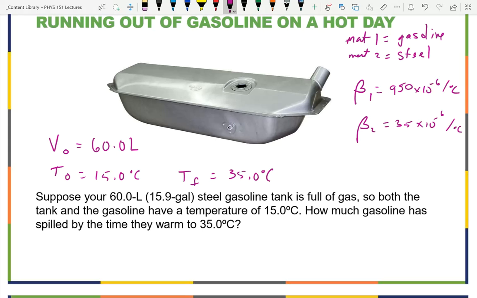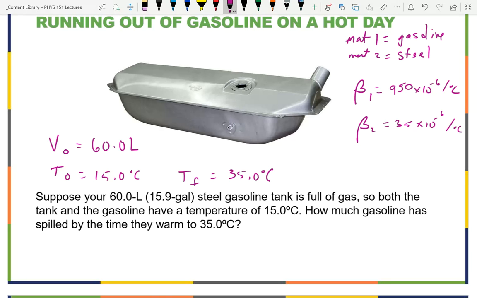Now I have to devise a plan. How am I going to determine how much gasoline spills? Find both the change in volumes. And then figure out how much excess gas you have versus how much excess steel. Okay, I find the change in volumes, and now I can find my total volume by adding my initial volume to that. But if the gasoline's change in volume is bigger, the excess, in other words, the difference in the change in volumes will be how much I spill.